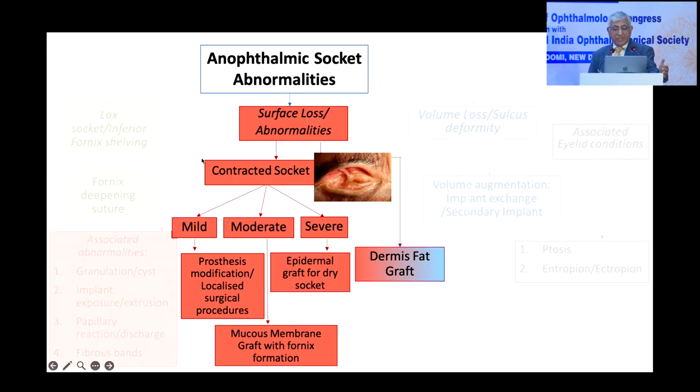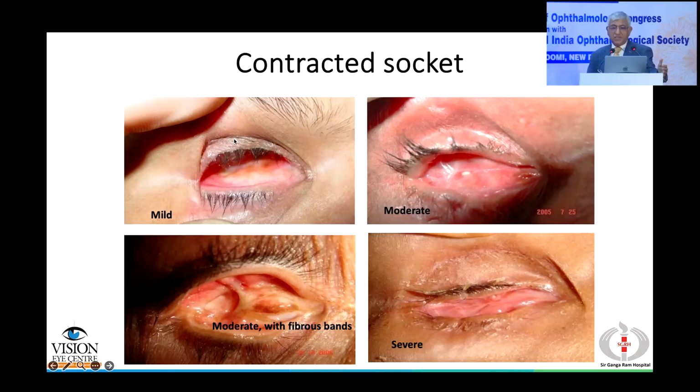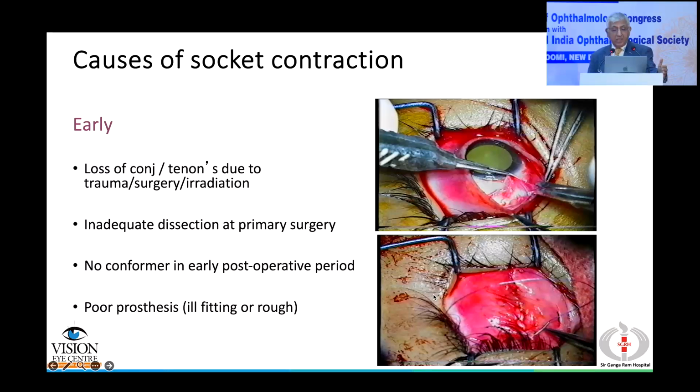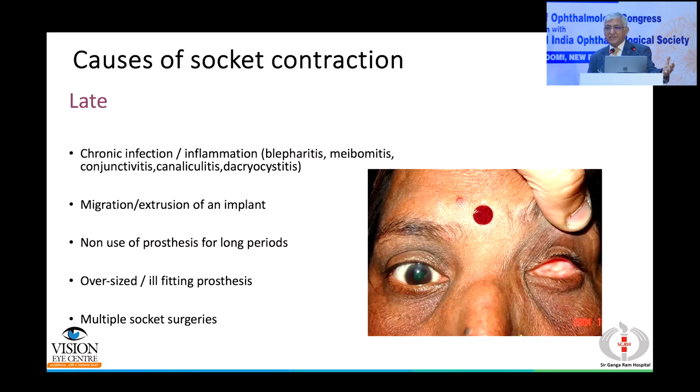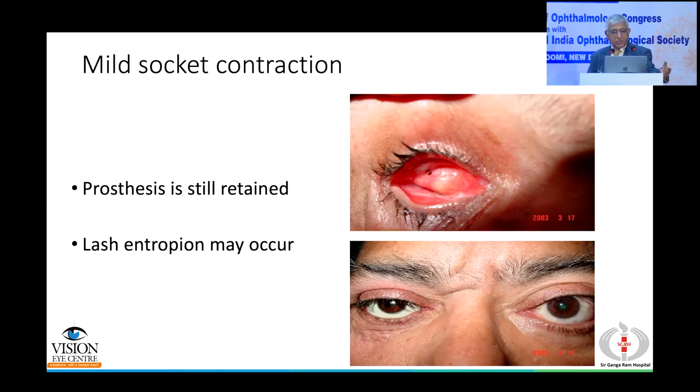Now let's look at the contracted socket part, which is one of the major problems. It's been graded mild, moderate, and severe, and we know various reasons. If there are surgical problems or if there has been preoperative scarring, those are the causes for early contraction, and late contraction occurs because of inflammations like meibomian gland disease, an implant that has not been placed well, or an implant that is irritating, and so on and so forth.